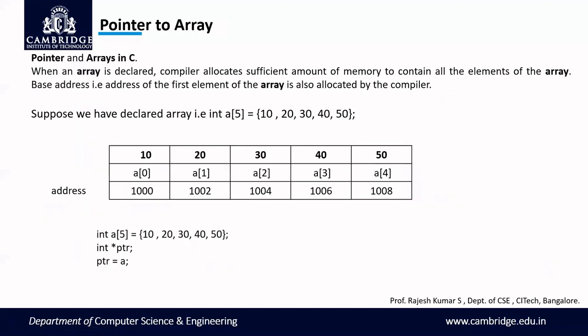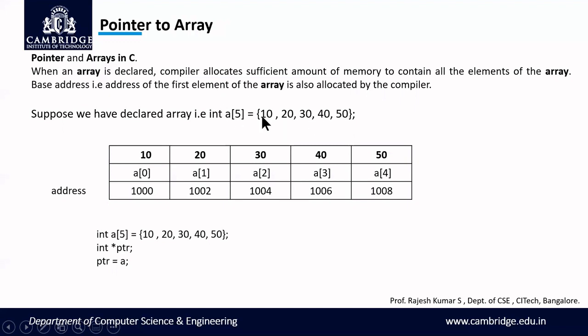Coming to the next topic, pointers to arrays. As we all know, when we declare an array, the compiler will allocate a sufficient amount of memory for the array, and the first address of the array will be assigned a particular address. Continuous addresses will be allotted, sequentially, for the array. For example, when I write int a[5] = {10, 20, 30, 40, 50}, I am declaring an array of type integer and assigning the values.